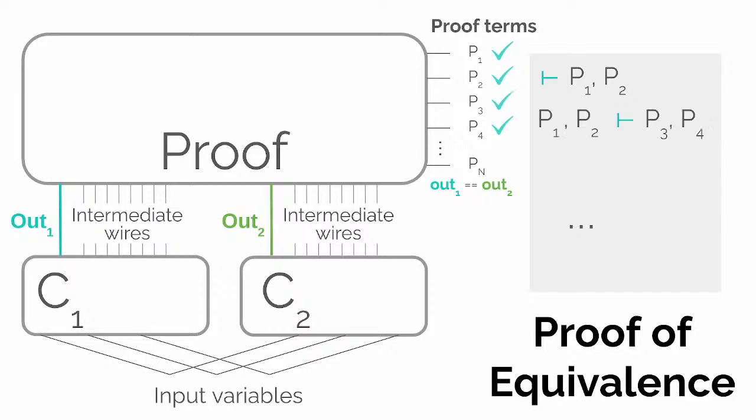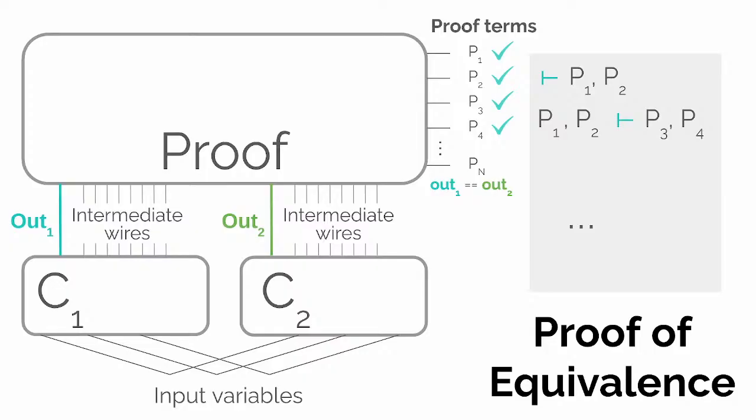So now, for instance, if you have some axiom that says if P1 and P2 is true, then P3 and P4 are true. For the conclusion part of this proof line, you'll have wires that are output from the proof circuit corresponding to those proof lines.